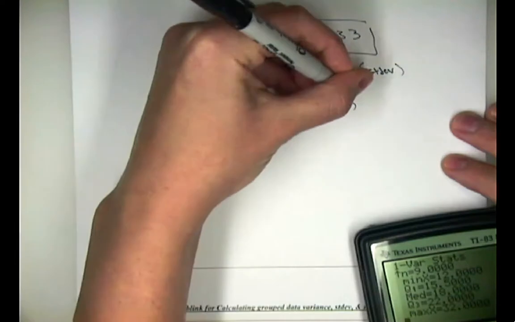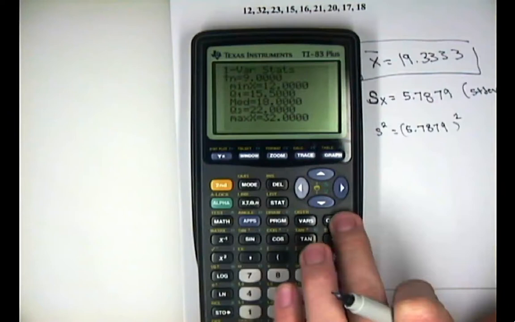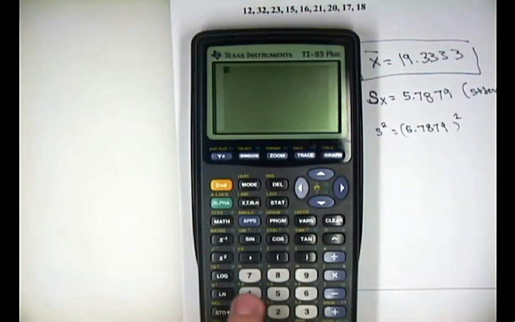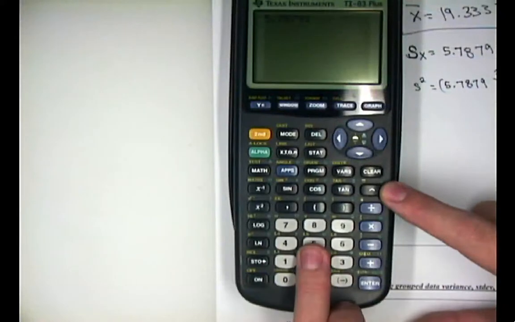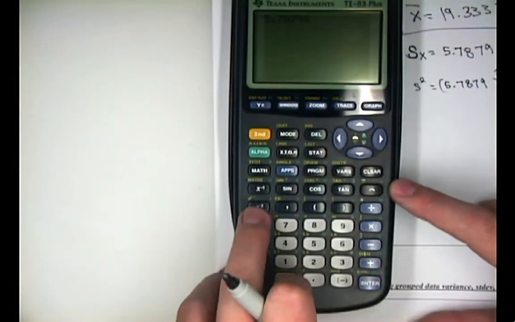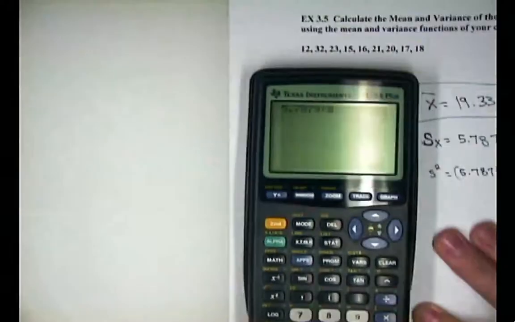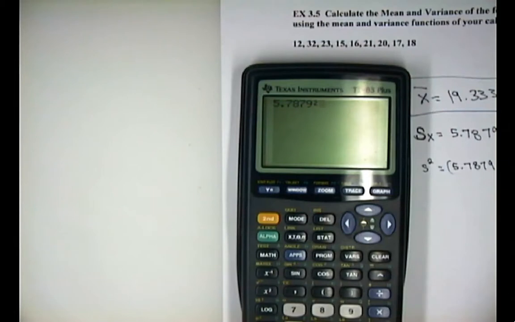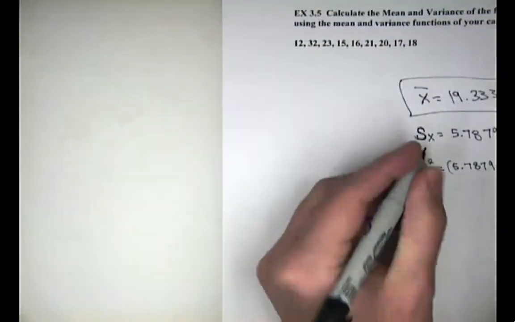Okay, so I need to square this number. Well, how do you do that in your calculator? Well, I'm going to get rid of all this stuff because I no longer need it. And I'm going to enter the standard deviation given, 5.7879, and I'm going to square it. Now you can use this caret key and a number 2, or most calculators have a quick squared key, which is x to the second power. I'm going to press that, and when I do, you can see it has a little 2 exponent hanging there. It's ready to be squared. I hit enter. Now I have the variance, 33.4998.